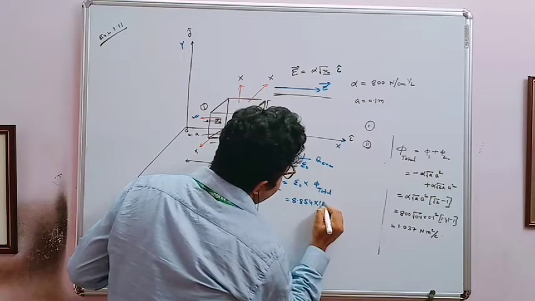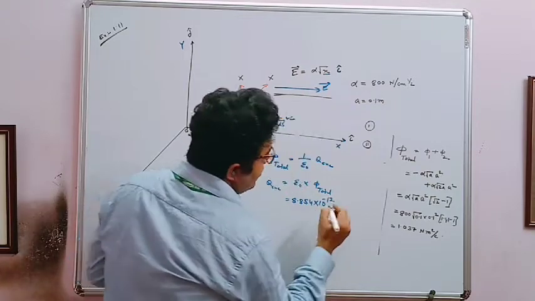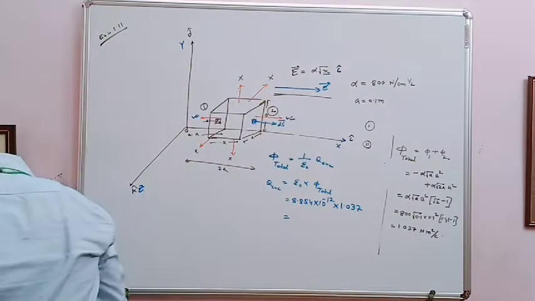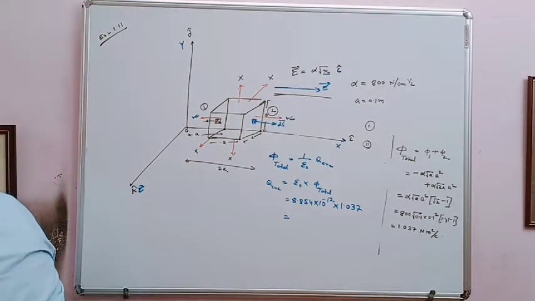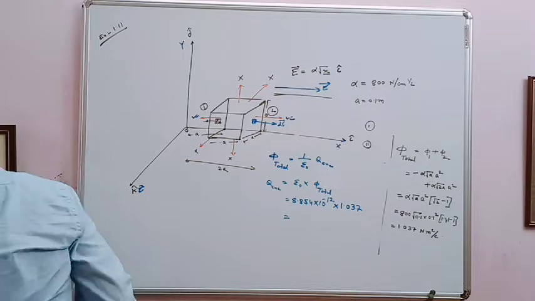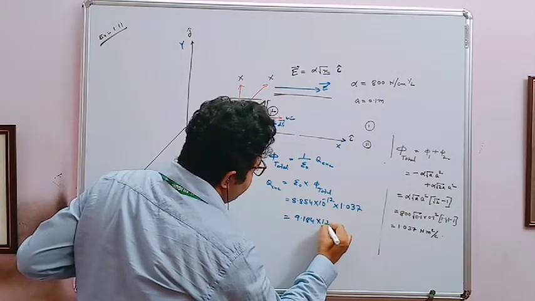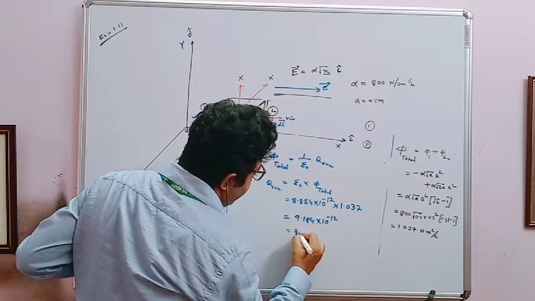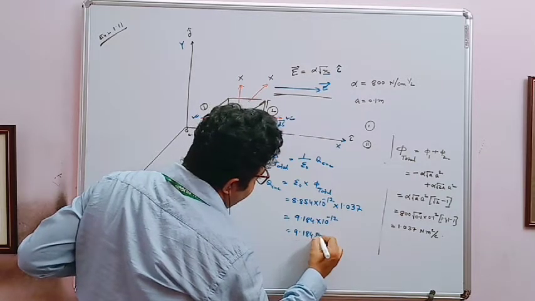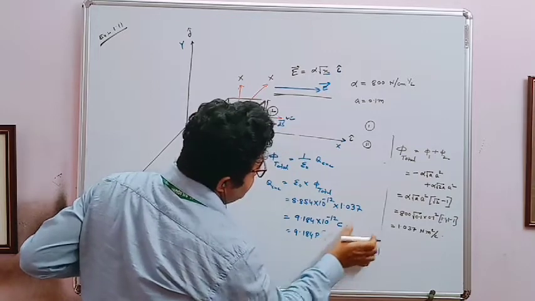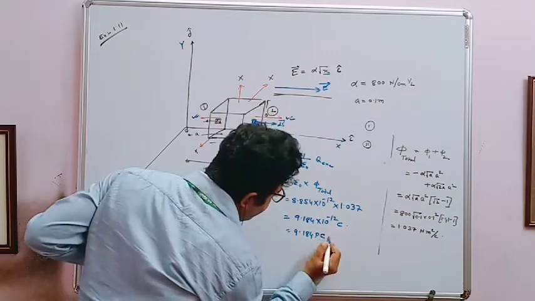8.854 into 10 to the power minus 12 into 1.037, and it is approximately 9.184 into 10 to the power minus 12, 9.184 picocoulomb. The unit is coulomb, so pico coulomb.